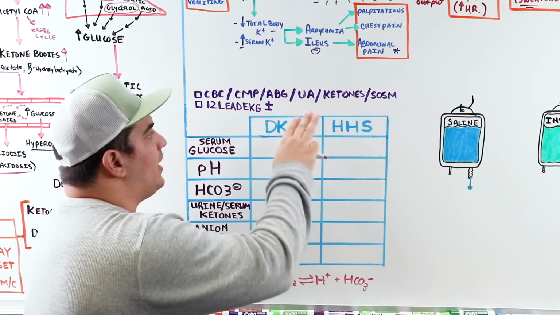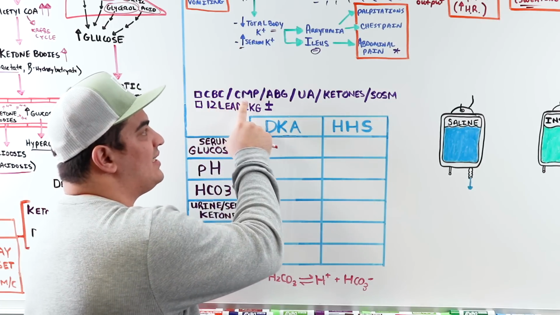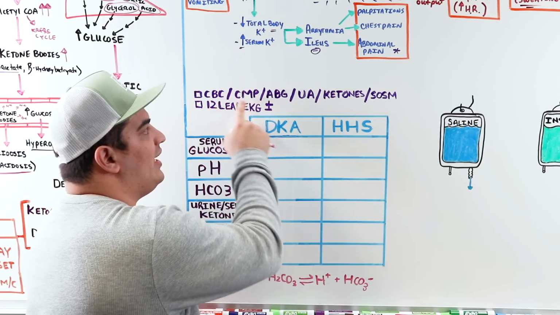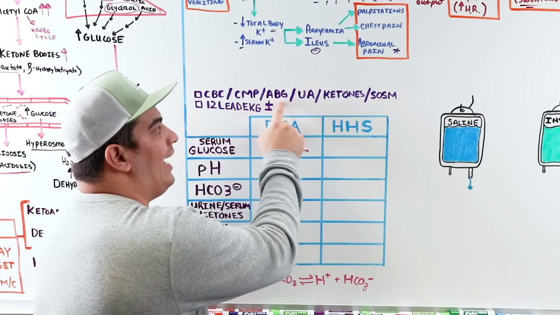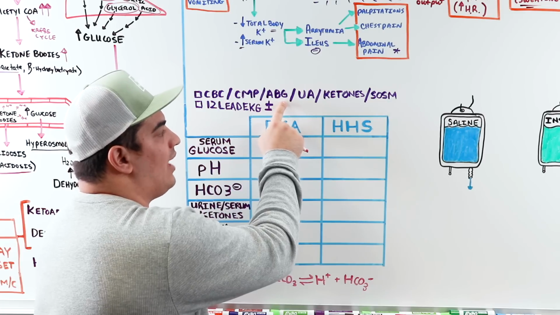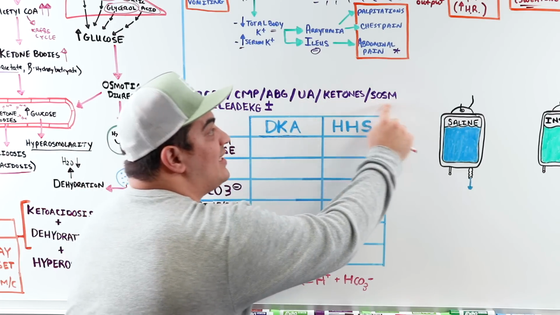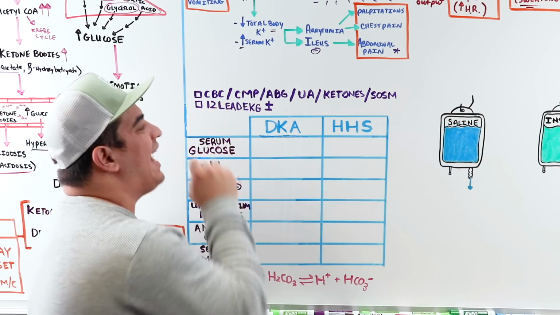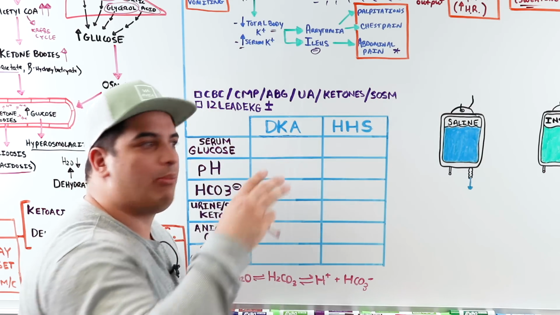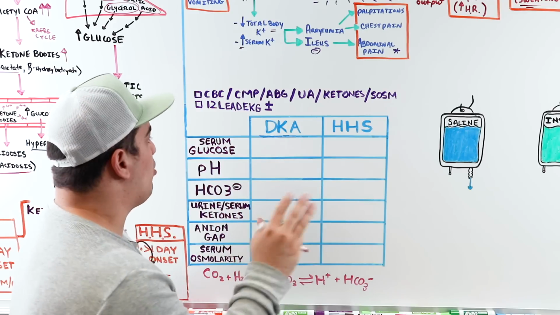So remember this, start off with a CBC, a CMP. A CMP is going to give you your kidney and liver function. Let's check an ABG, which is going to tell us our acid-base status. Well, let's get a UA, ketones, a serum osmolality, and then we can add on a 12-lead EKG depending upon their potassium and their age and comorbidities.